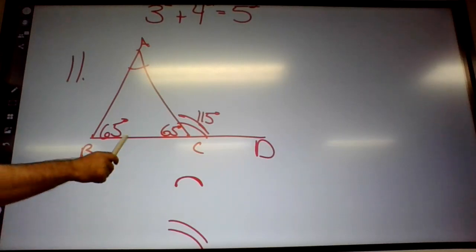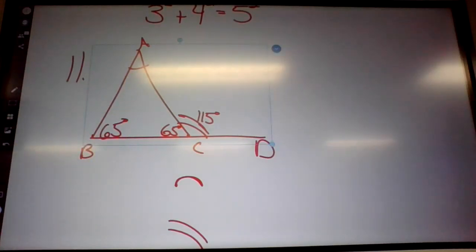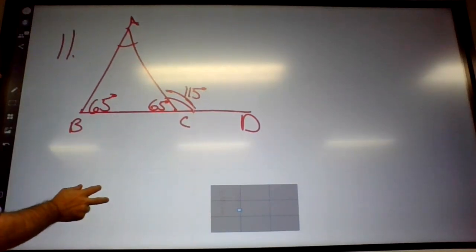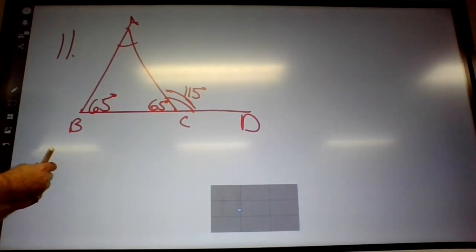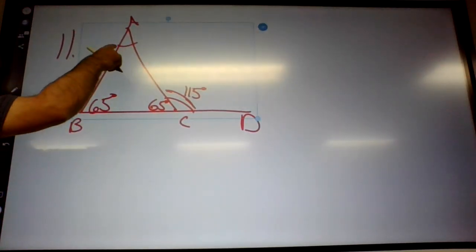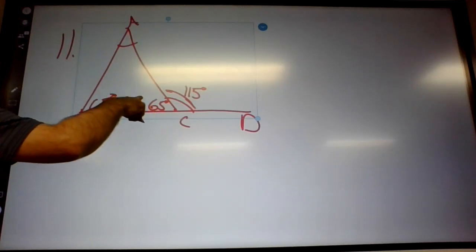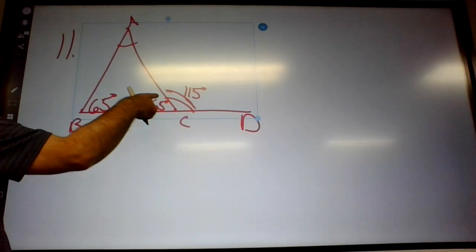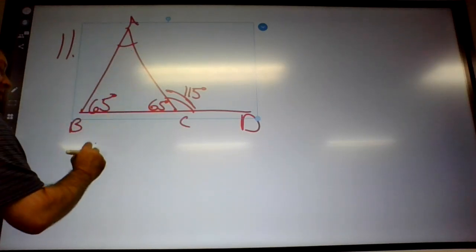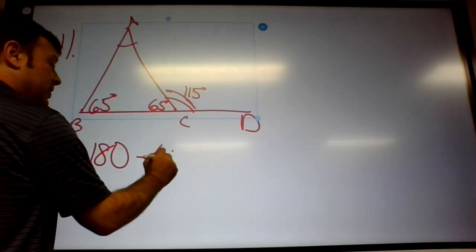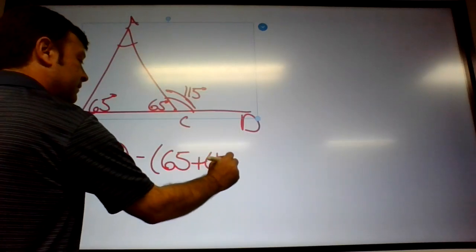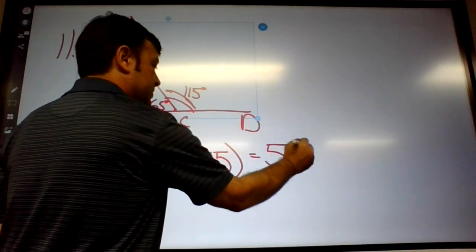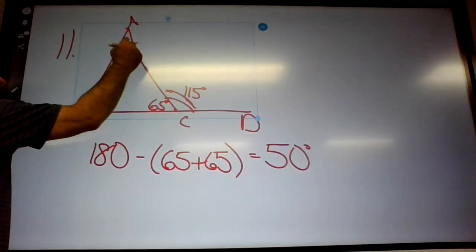Okay, somebody else. Carter, how can I find angle A up there? Isn't it adding two 65s and then minus 180? Yep. So these three have to add up to 180. So 65 plus 65 make 130, and if we take that away from 180, that would give us angle A. Here's one way you could write it. 65 plus 65. Take that away from 180, and you get 50 degrees.